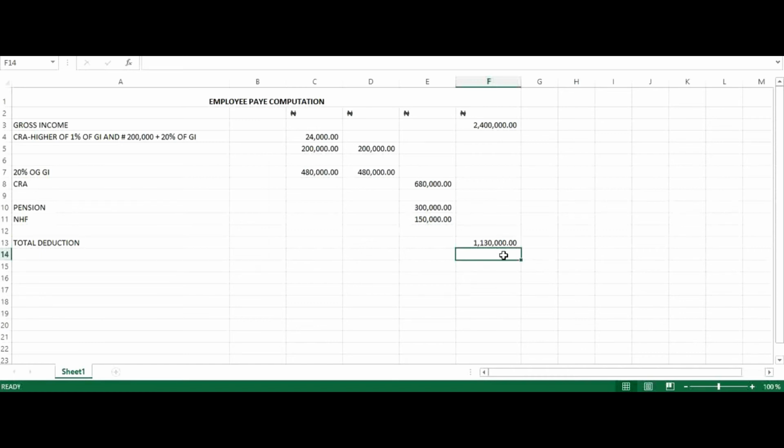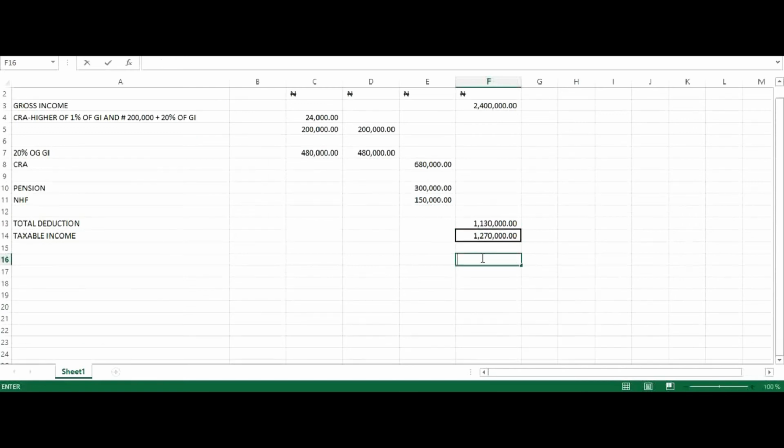This is the relief we're getting. To get our taxable income, it will be our gross income less tax relief or total deductions. We have it as 1,270,000. This 1,270,000 of this employee is the taxable income that is subject to tax. So this is the amount which is subject to the tax rate.